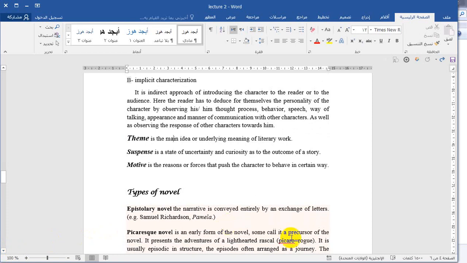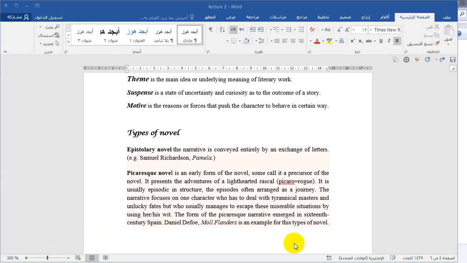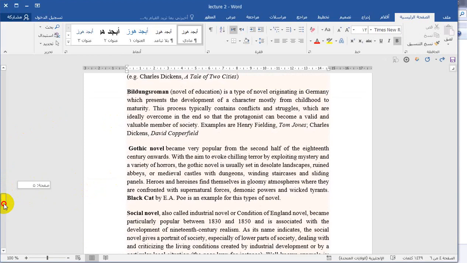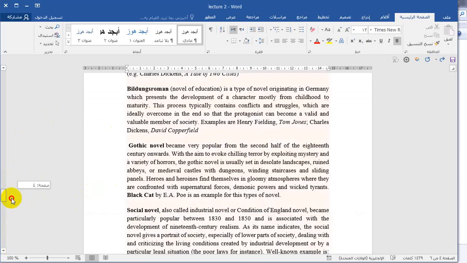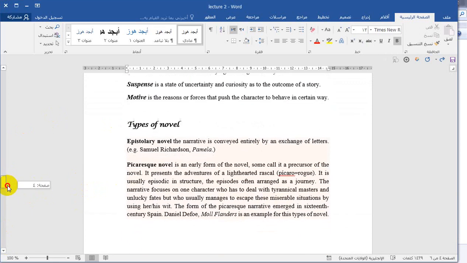And what do we have also? We have types of the novel. Of course, we have so many types of the novel, but now we are going to take only these types, and when we study the short stories, 5 short stories, we are going to comment on other types of the novel. Here we have these types of the novel.